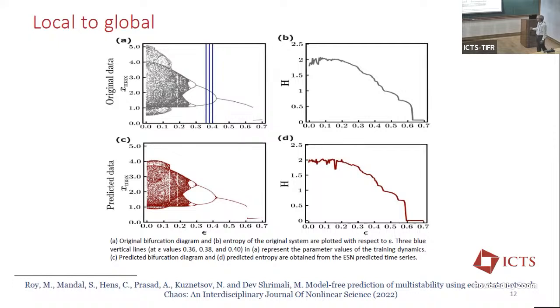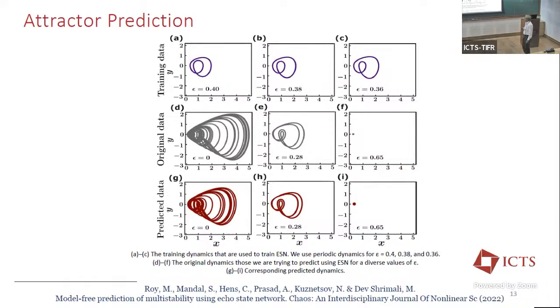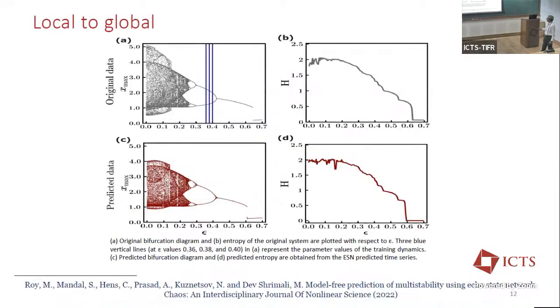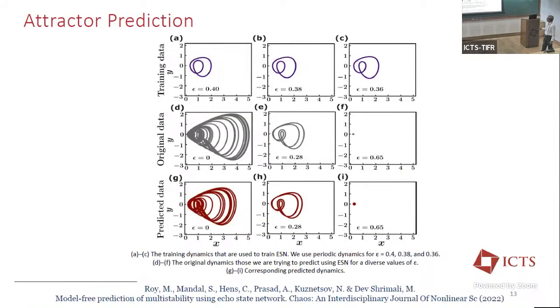You can see that there are some changes in the attractor, but qualitatively they show a similar kind of state, and all the bifurcation points can also be matched with the original dynamics of the system. We have also computed the entropy of the predicted system and compared it with the original system. We trained for these three parameter values of epsilon, which are 0.36, 0.38 and 0.4, and we could predict the attractors which are far away from the training points, for example epsilon 0, 0.28 and 0.65.